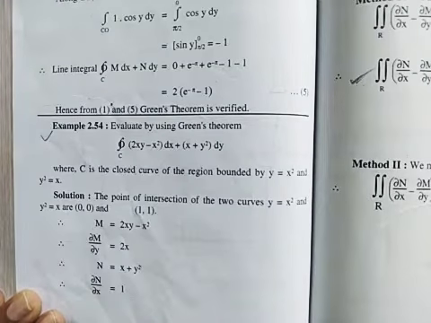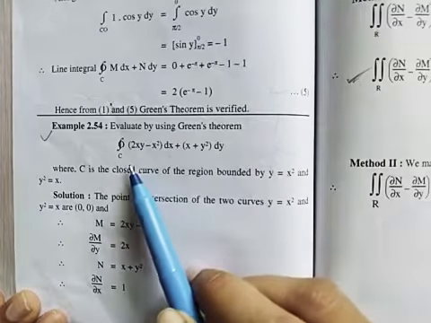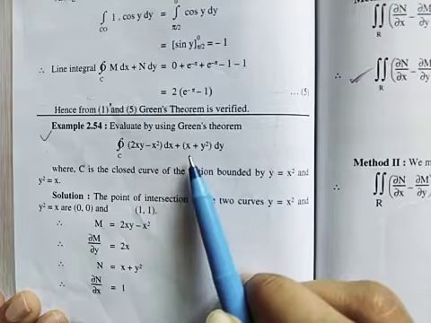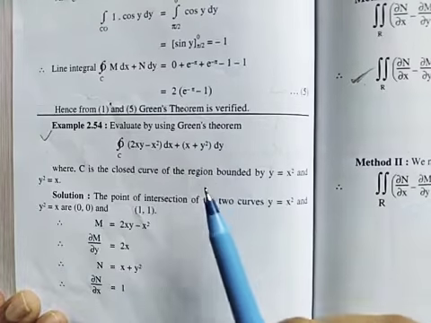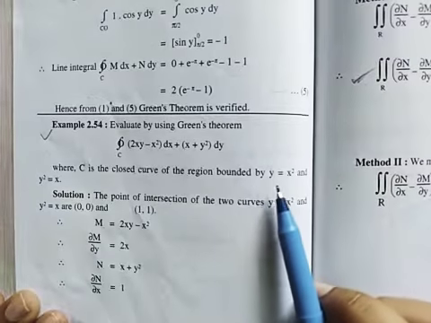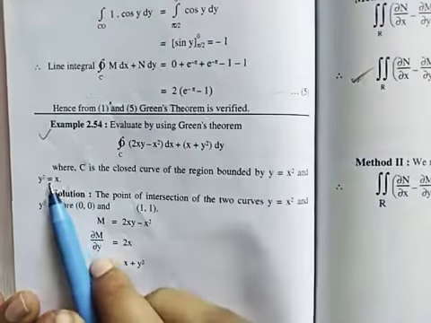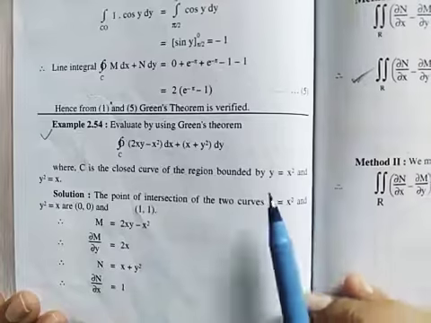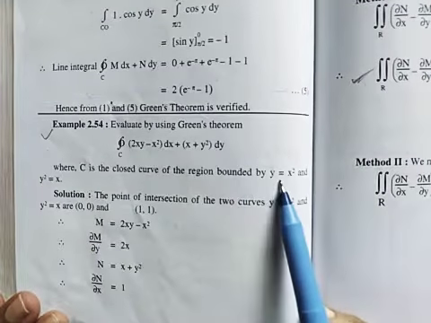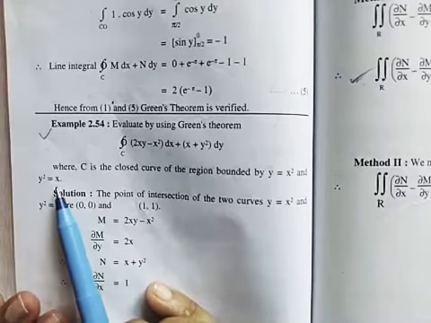Let us solve another example. Evaluate by using Green's theorem integration over C 2xy minus x square dx plus x plus y square dy, where C is a closed curve of the region bounded by y is equal to x square and y square is equal to x. So first, by solving these two curves, it is region bounded by y is equal to x square and y square is equal to x.